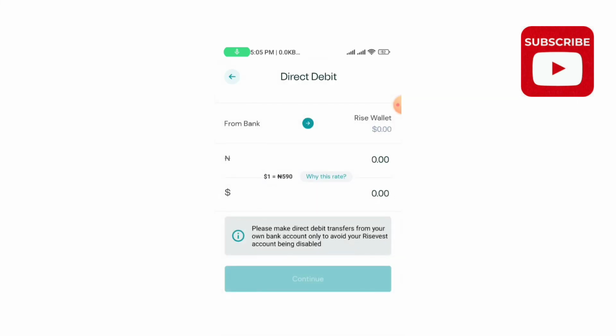Please always make sure that you are making the transfer from your own bank account. Even though I've not made use of this feature, I make sure that if your name on Risevest is Oladapo Oluwaseun, don't go and transfer from Jubri Michael, then you're not expecting your money to reflect.